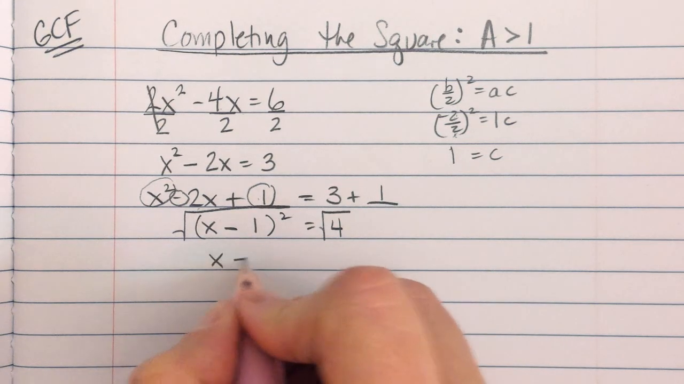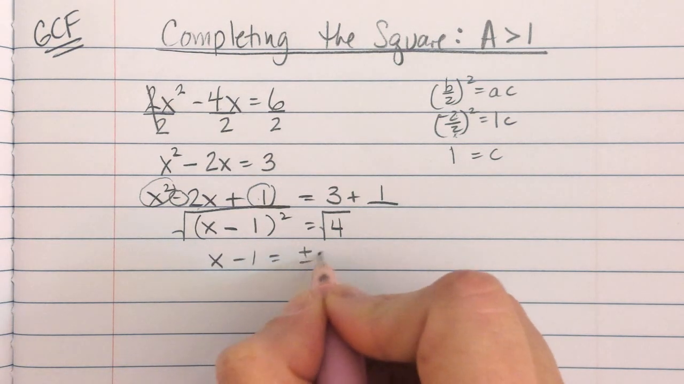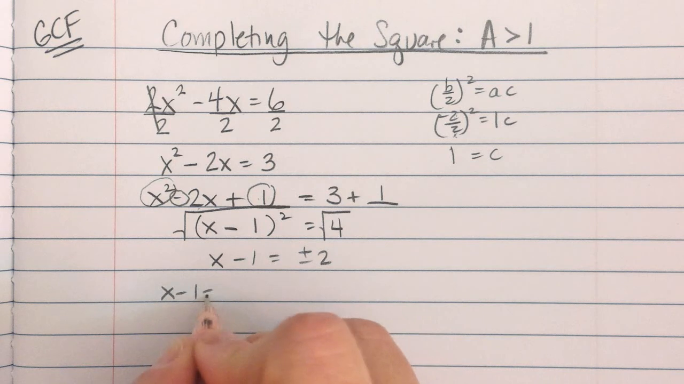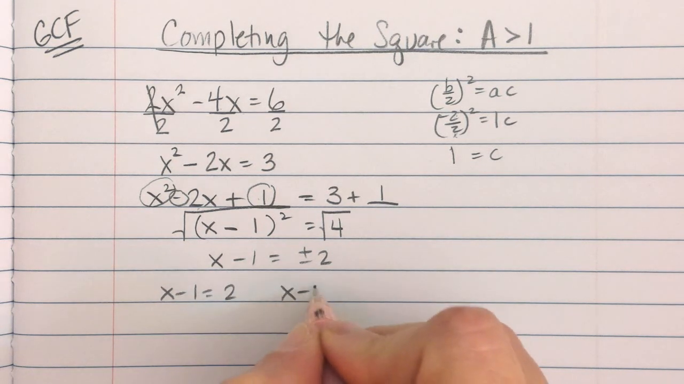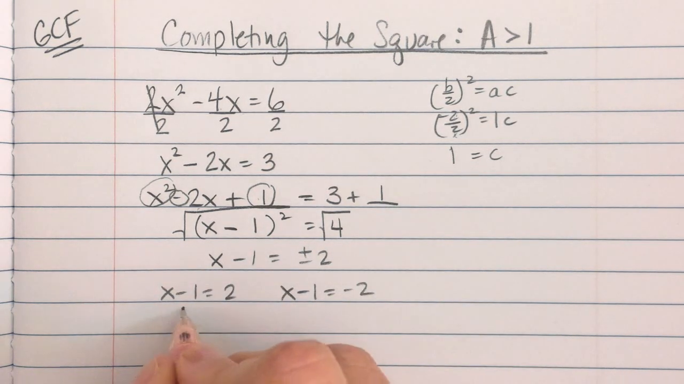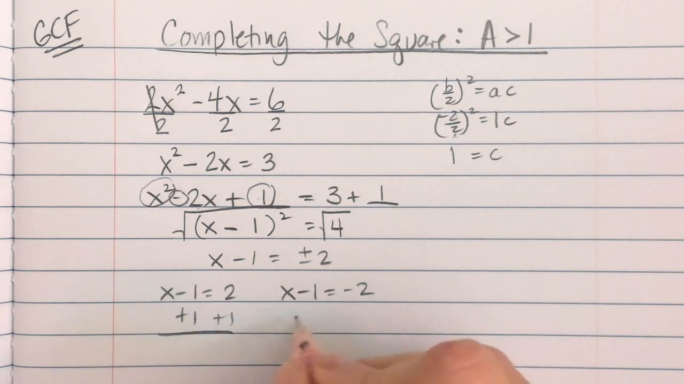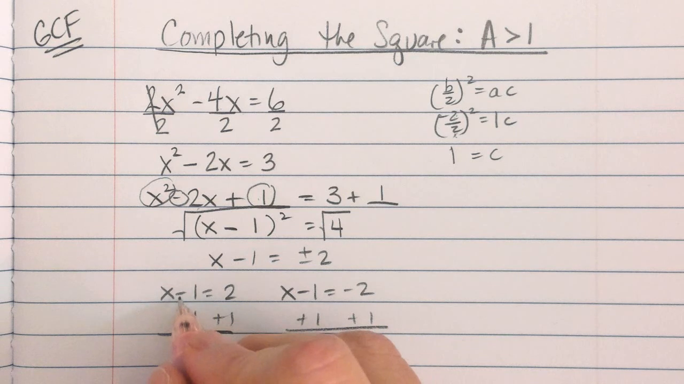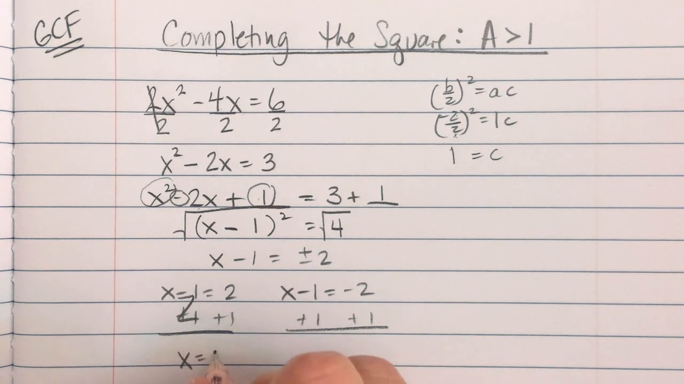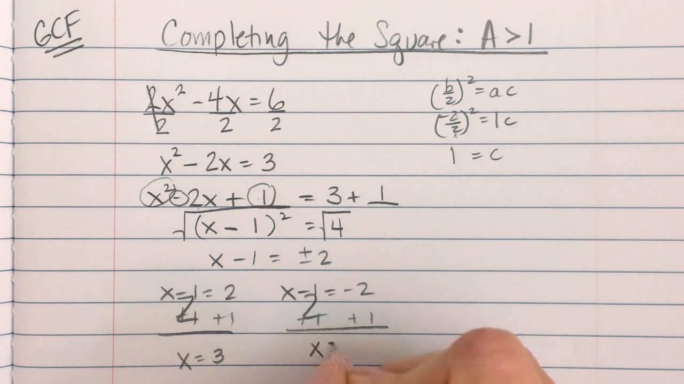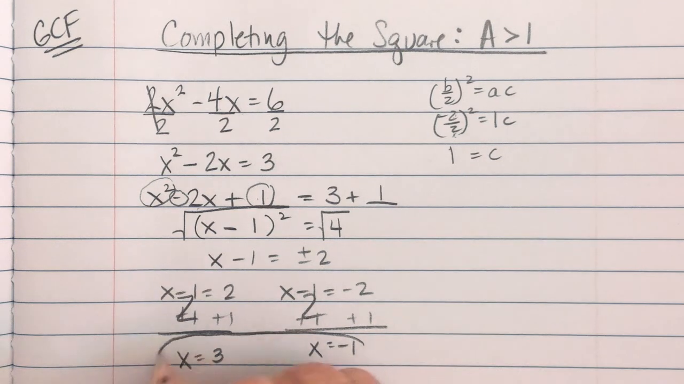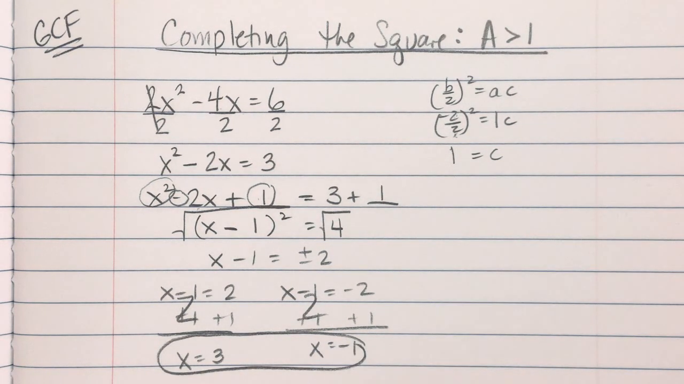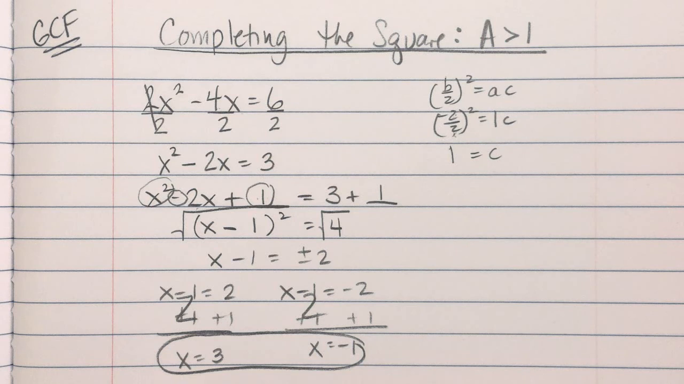So I have x minus 1 equals plus or minus 2. That means x minus 1 equals 2, and x minus 1 equals negative 2. Okay, so now I have x equals 3 and x equals negative 1, and those are my two solutions. So this is one problem that you might see.